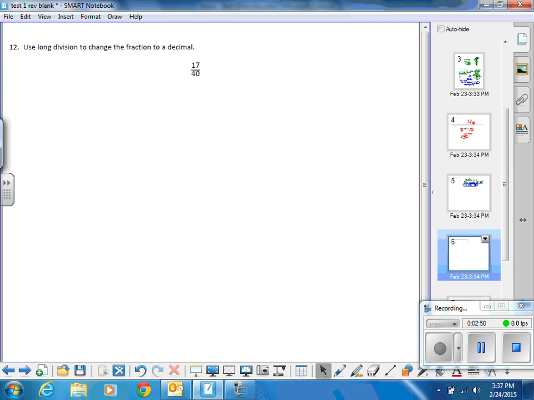Number 6 says use long division to change the fraction into a decimal. So we already used a little long division earlier, but this is going to make this a decimal. So I need to do that. You're putting the bigger number into the smaller number. So 40 goes into 17. Well, because that can't happen, I need to make this a decimal, okay? Making that a decimal allows me to drop a 0 in here, and now I can try to put that in, okay? So I made it a decimal, I dropped down a 0.